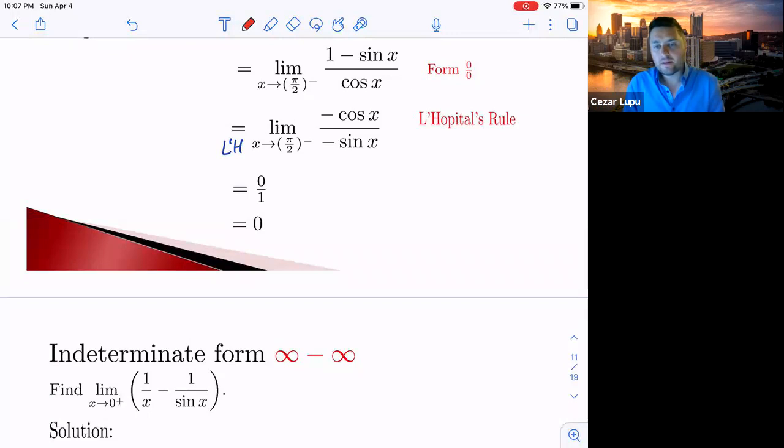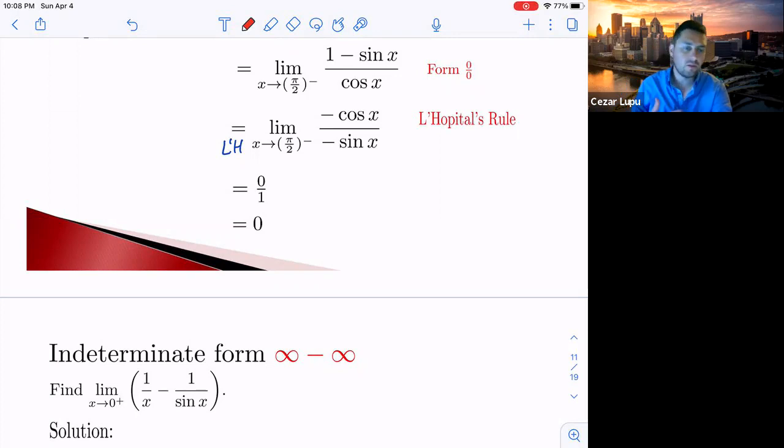So we need to find the limit as x approaches 0 from the right this time of 1 over x minus 1 over sine of x. Okay, that's great. So what should we do here? As you can see, if I plug in, 1 over x as x approaches 0 from the right will be positive infinity. And the same goes for 1 over sine of x as x approaches 0 from the right. It will be again positive infinity. So we're dealing with infinity minus infinity at first.